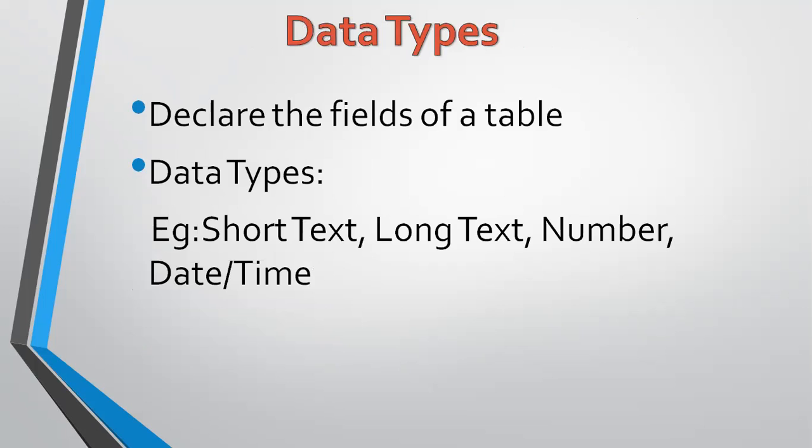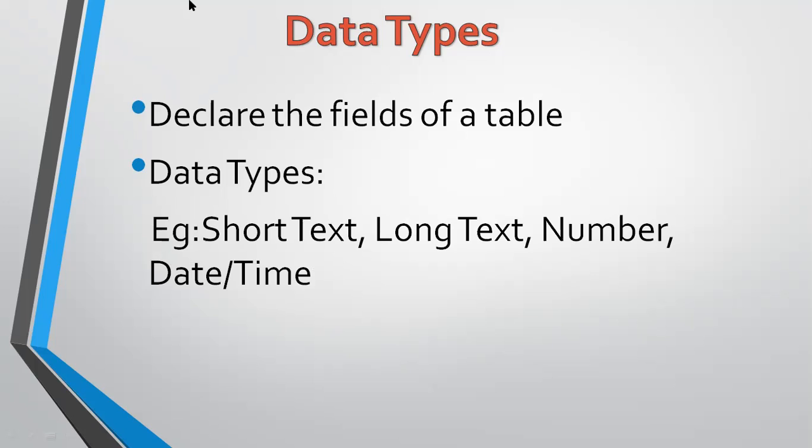So here are data types. They are used to declare the fields of a table. Short text is there, long text is there, numbers, date and time, different types are there. Suppose I want to enter my date of birth. Which of these data types will I use? I'll be using date and time. Very good. If I want to enter my address, which type of data will I be using? I'll be using long text. Very good. So this is how we will analyze. According to the details we have, we will be able to analyze what type of data we have to select.